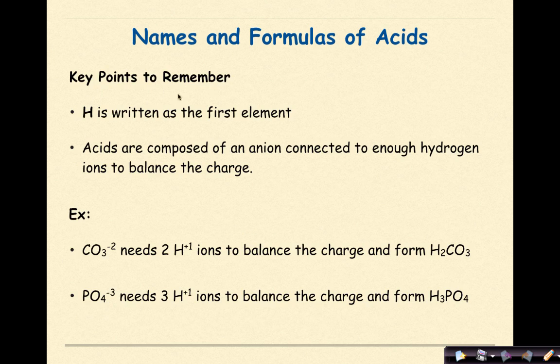Key points to remember. H is written as the first element. Acids are composed of an anion, a negatively charged particle, connected to enough hydrogen ions to balance the charge. So for example, here's my carbonate ion. It has a charge of -2. So it needs 2 hydrogen ions to balance the charge and form H2CO3. The phosphate ion has a charge of -3. It's going to need 3 hydrogen ions to balance the charge and form a neutral compound of H3PO4.